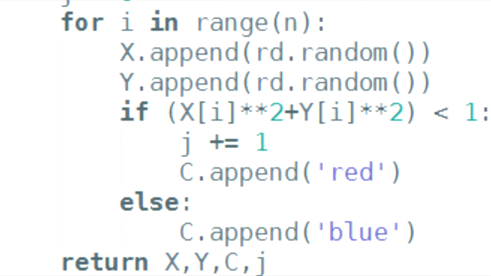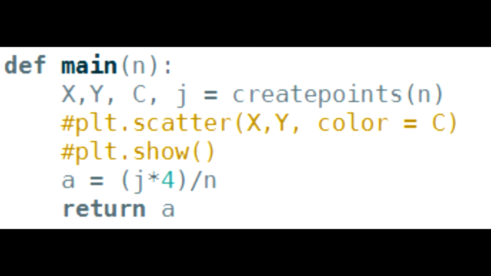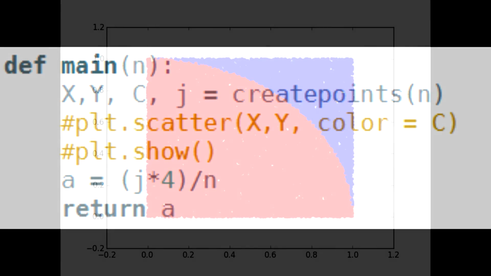So if the coordinate on x squared plus the coordinate on y squared is inferior to 1, the color is set to red, otherwise the color is set to blue. Then in the main function we draw the point cloud with the coordinates x and y given by our function createPoints, which gives us this picture.